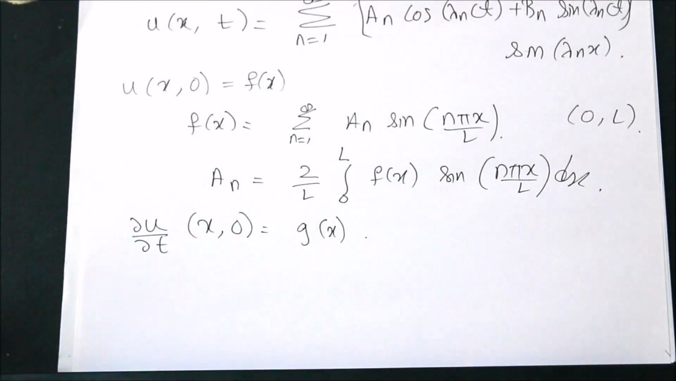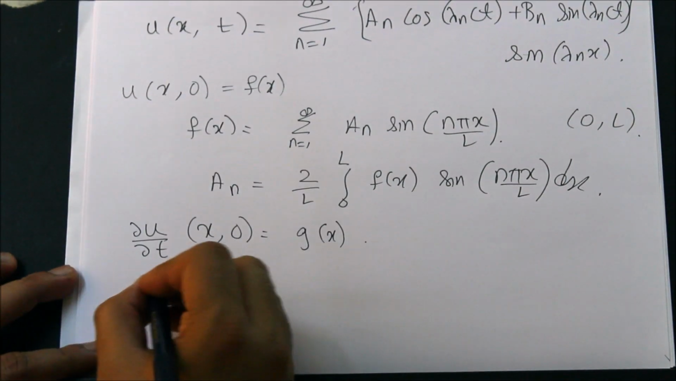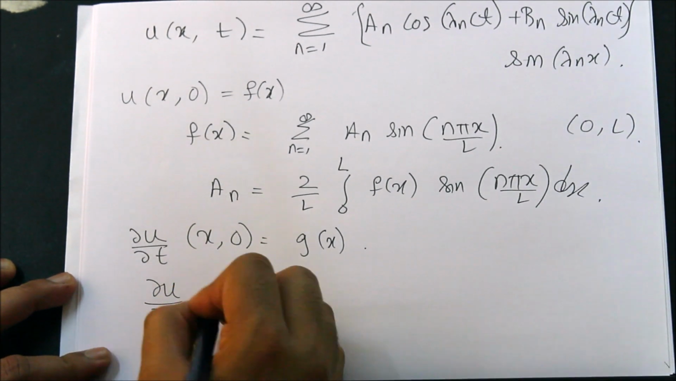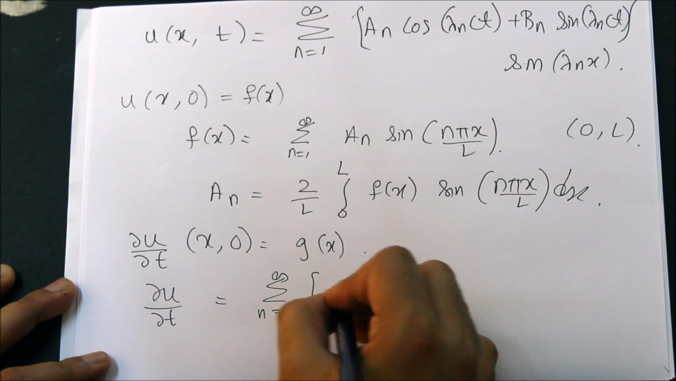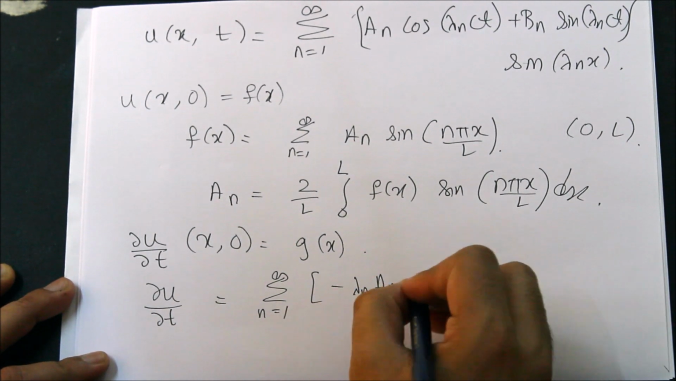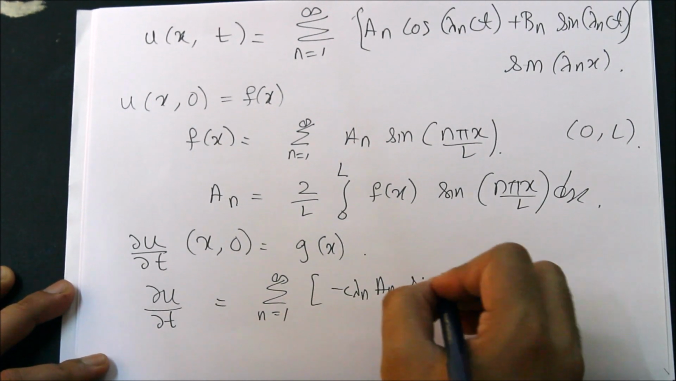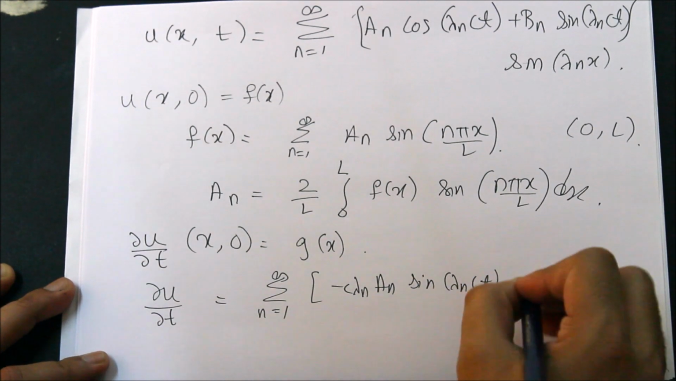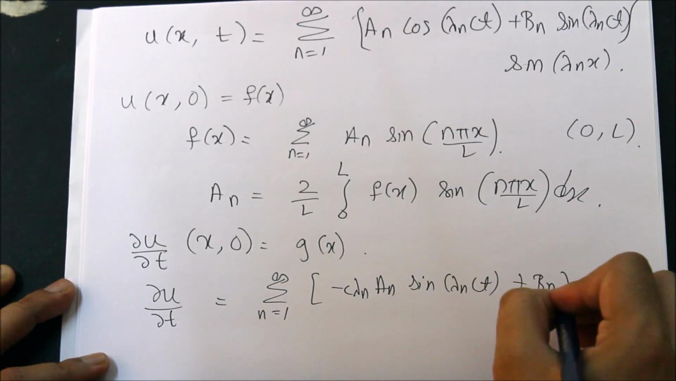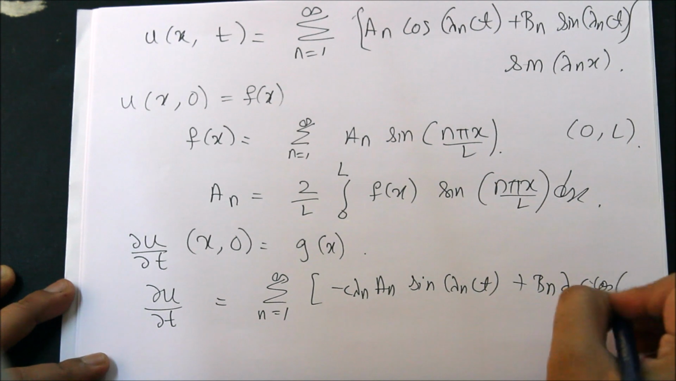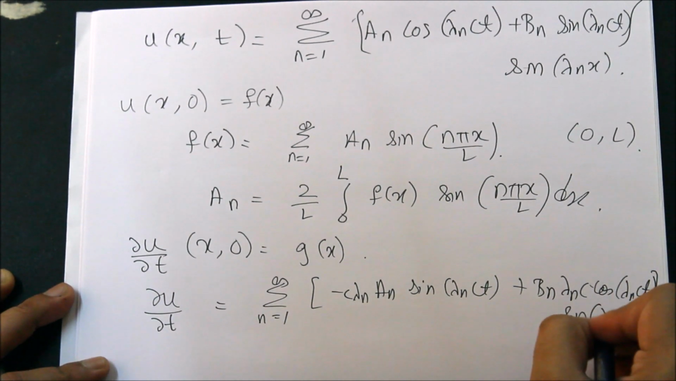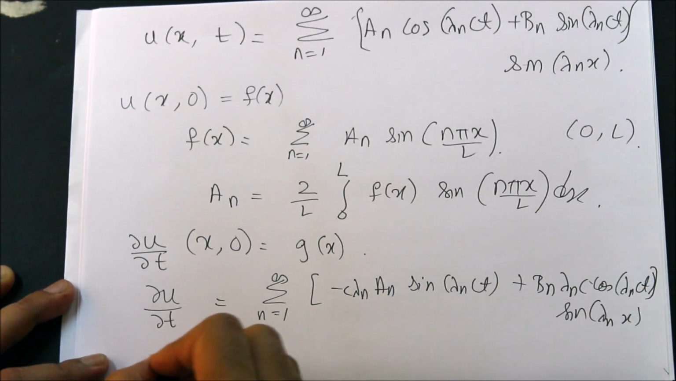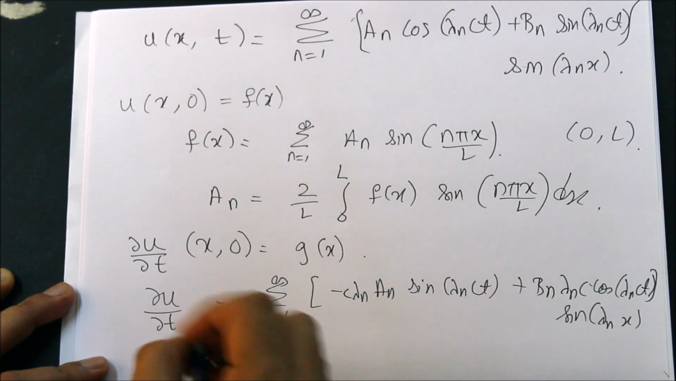So what is del u by del t? If I differentiate this, my del u by del t is nothing but summation n from 1 to infinity of minus lambda n an sine of lambda n ct plus bn lambda n c cos of lambda n ct, into sine of lambda n x. So what is this at? This is g of x at (x, 0).